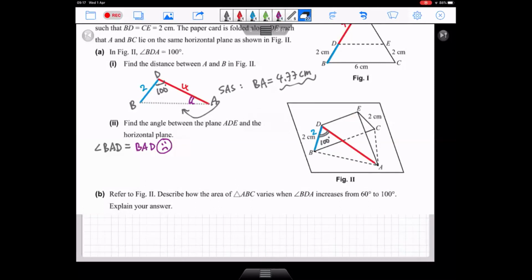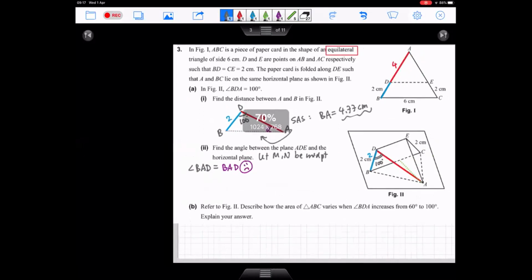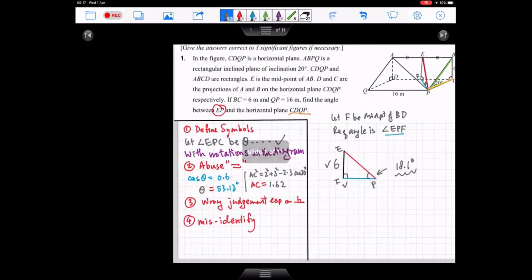If you draw the middle line, because it's left-right symmetric, we can draw the middle line from A all the way to the midpoint of BC. So I will first let M, N be the midpoints of DE and BC respectively. That's how I write down the definition. I try to define my symbols.